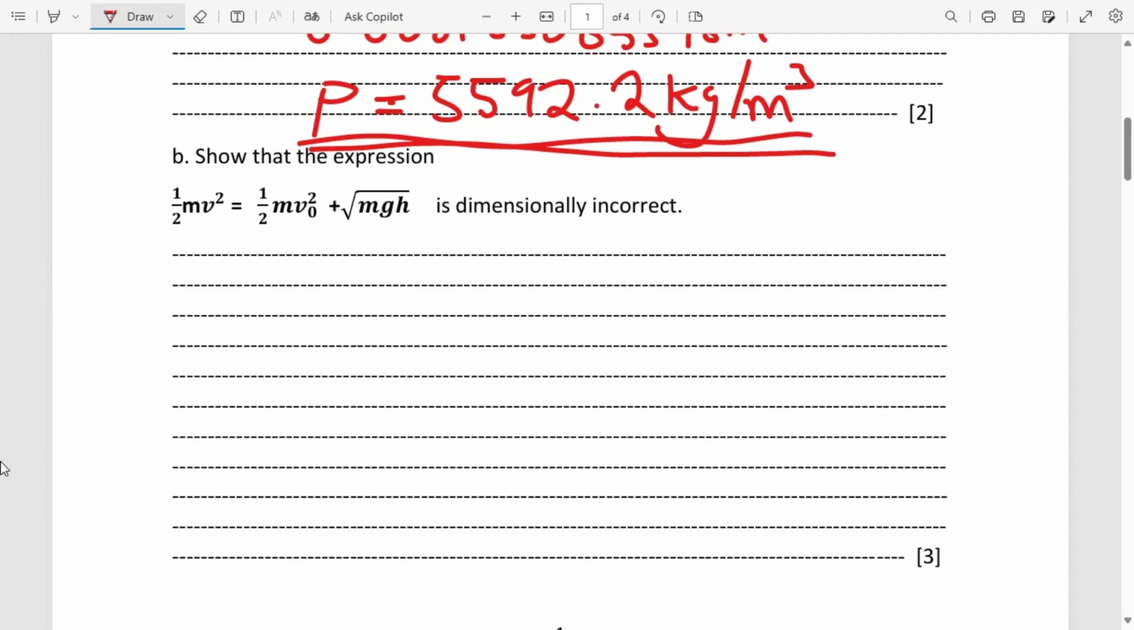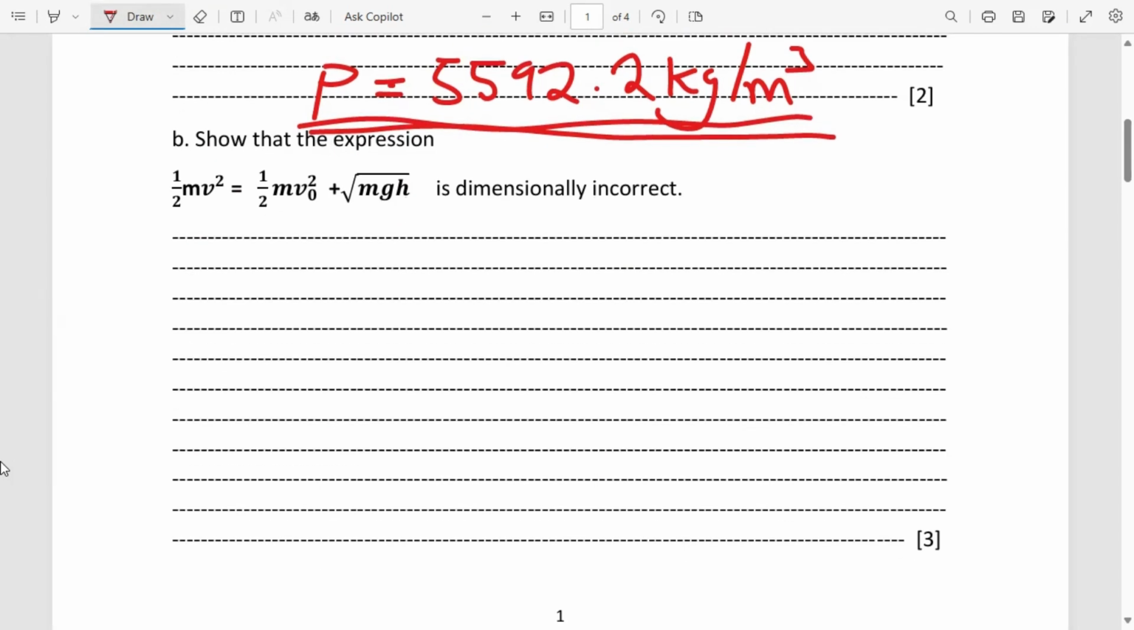What we're going to do is check if what we have on the left-hand side is actually equal to the right-hand side. Or I can simply say the dimensions on the left-hand side should be equal to the dimensions on the right-hand side in order for us to conclude that the expression or formula is dimensionally consistent, or dimensionally correct. So what are we going to do? Let's start by introducing the dimensions of each side of our equation.